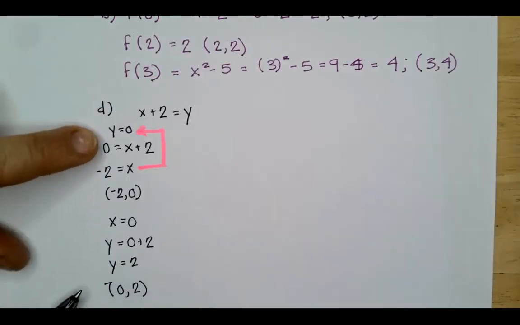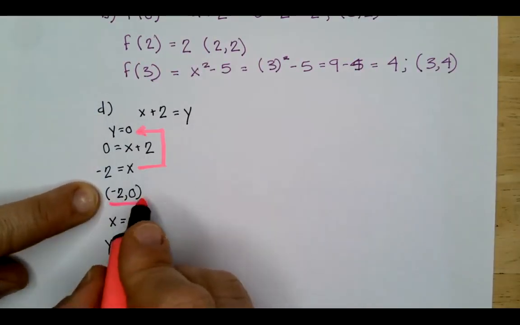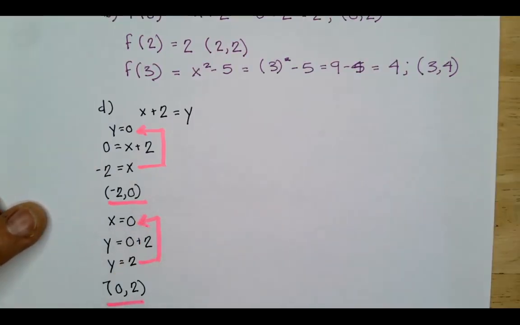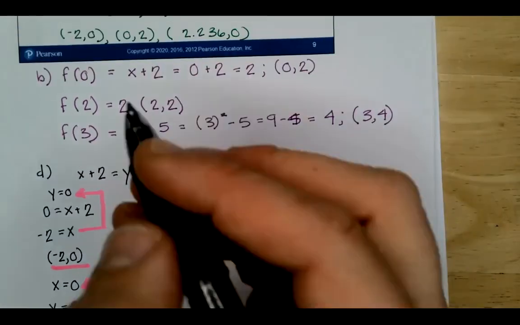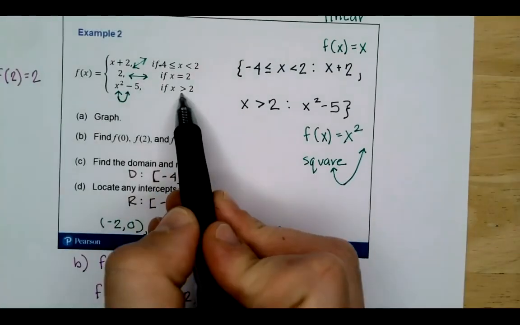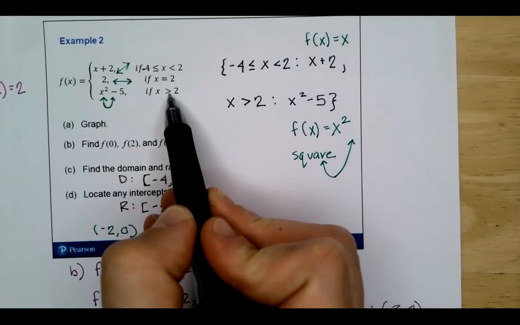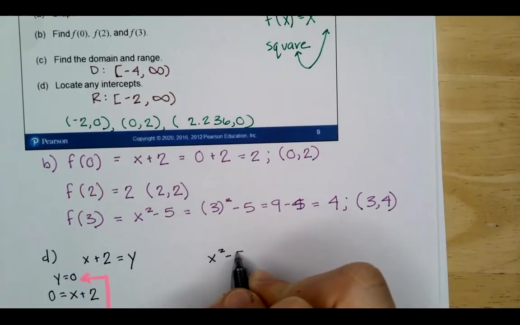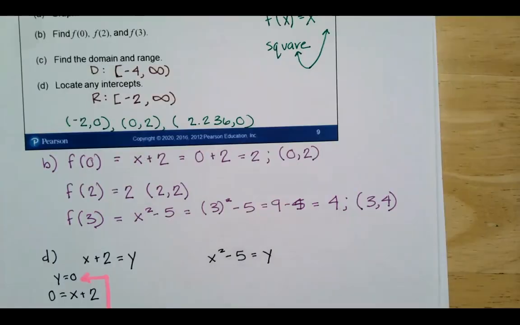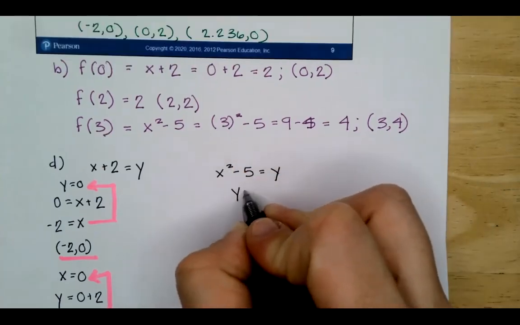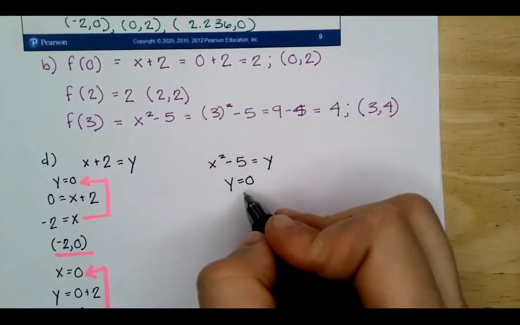Right? X is -2 when y is 0. That makes the point -2, 0. Y is equal to 2 when we make x 0. So that makes the point 0, 2. And then check it for your other one. So x is greater than 2, so there's not going to be a possibility that x equals 0. So we're just going to take y equals 0. X squared minus 5 is y. We said that y equals 0 can exist, right?